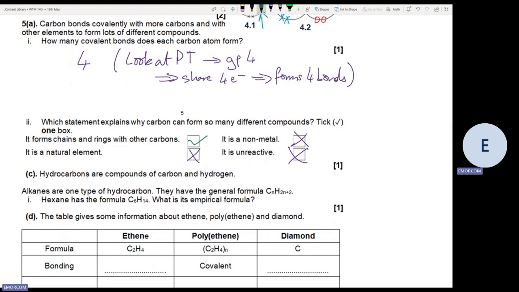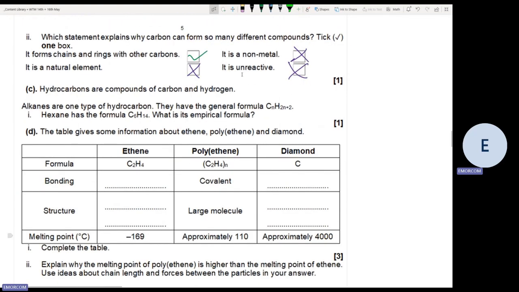So always try and eliminate answers that are wrong, even if you don't necessarily know straight away which answers are correct, and then you can try and take your odds of getting it right and improve those odds.